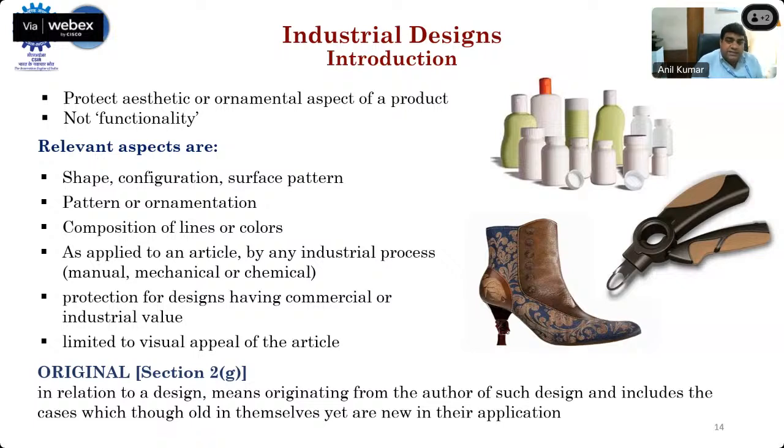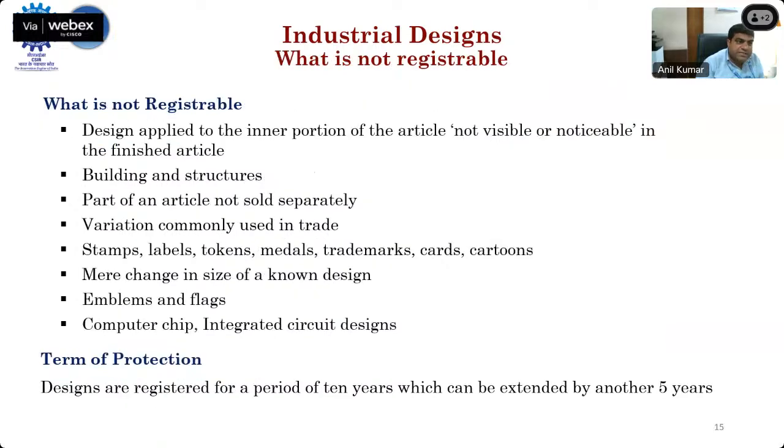Okay, and the design must be original in its application to qualify as a registrable design. When we talk about originality with respect to industrial designs, it should originate from the author of such designs. It should be new, and in case it is applied to a different item, then that application should also be new. Okay, so these are the requirements under industrial designs registration, and these are the items which cannot be registered under industrial designs.